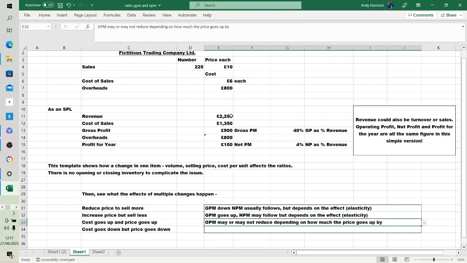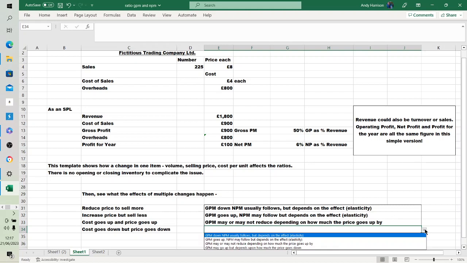Cost goes down. Okay, so we've suddenly got them back at £4, and we've got to knock some off to our customers. Knock £1 off. Where are we now? Well, 56%. So as you'd expect, cost going down reduces the gross profit margin, but if we knocked off £2, we're back to where we were, 50% and 6%. So it depends again on how much the other changes.